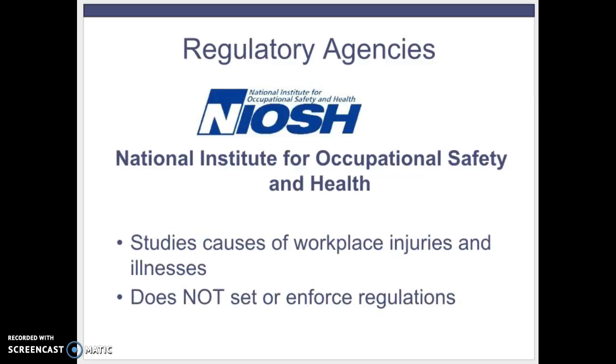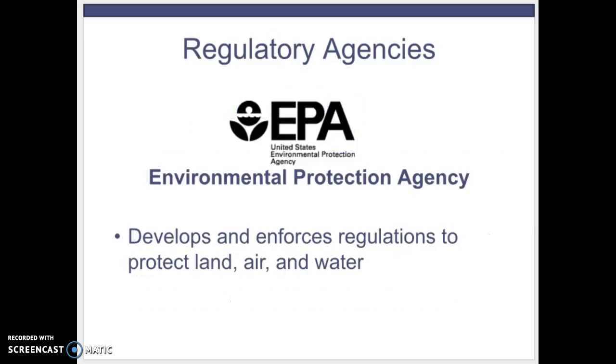NIOSH is the National Institute for Occupational Safety and Health, and they do a great job with education. They do not set the rules or enforce the regulations. They're just an agency that studies workplace injuries and illnesses. The EPA is the Environmental Protection Agency. They work in many facets across all manufacturing industries and develop regulations for land, air, and water.